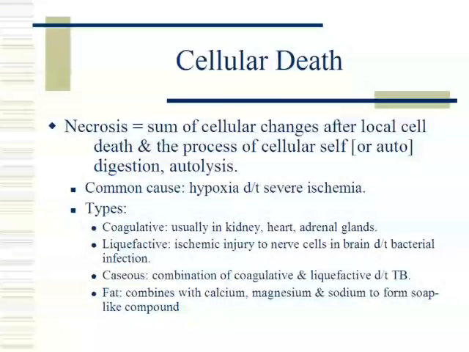Fat necrosis is when calcium, magnesium, and sodium all combine to form a soap-like compound. Now, soap is really good on the outside of your skin to clean you up, but it's not really nice when it's circulating in the body. It appears white, opaque, in other words, you can't see through it, and it'll have a milky appearance, and you'll find it mainly in the breast, the pancreas, and the abdomen.